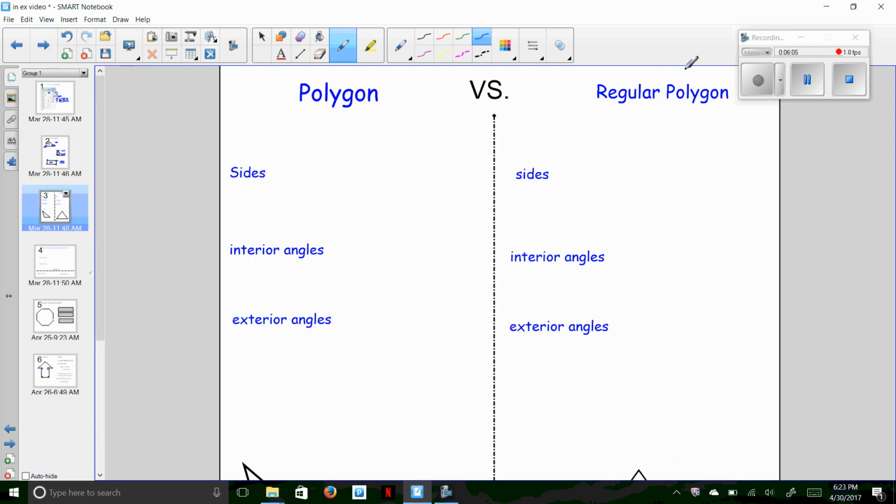All right, so let's look at polygon versus regular polygon. Every time we have polygon, n always stands for sides. Interior angles. Now, interior angles of a polygon can be different.